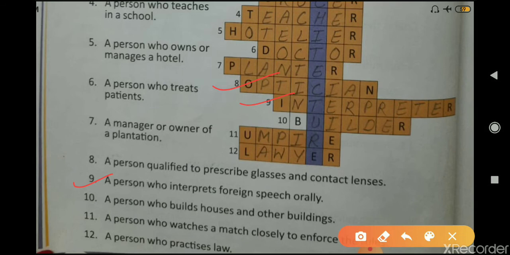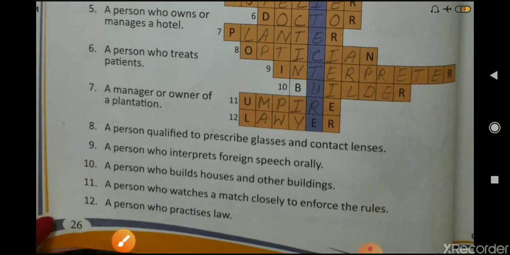I-N-T-E-R-P-R-E-T-E-R. You can see the spellings from here. A person who builds houses and other buildings is known as a builder. A person who watches a match closely to enforce the rules is known as an umpire, and a person who practices law is a lawyer. Okay.